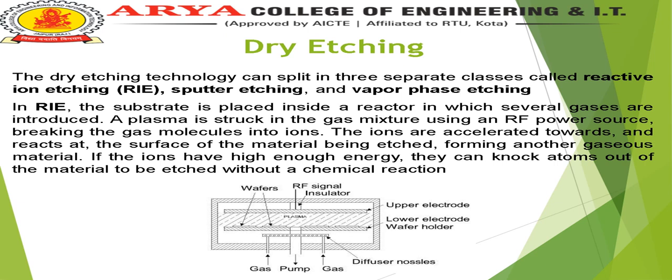Dry etching technology can be split into three separate classes: reactive ion etching, sputter etching, and vapor phase etching. In dry etching, the substrate is placed inside a reactor in which several gases are introduced. As in the figure, a plasma is struck in the gas mixture using an RF power source, breaking the gas molecules into ions. The ions are accelerated towards the surface of the material being etched, forming another gaseous material. If the ions have high enough energy, they can knock atoms out of the material to be etched without a chemical reaction.